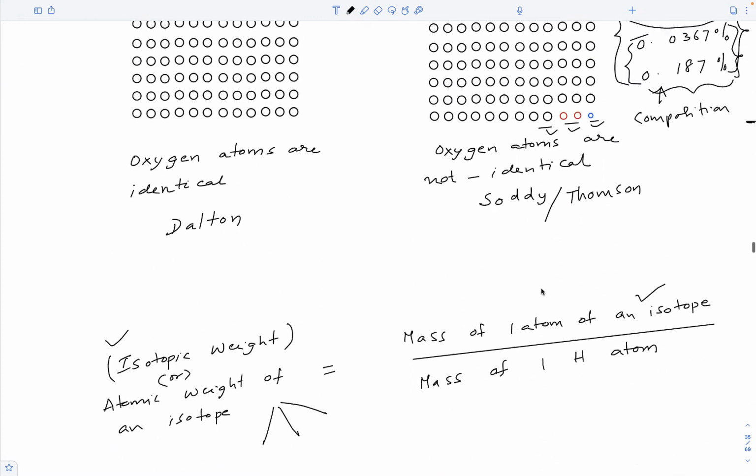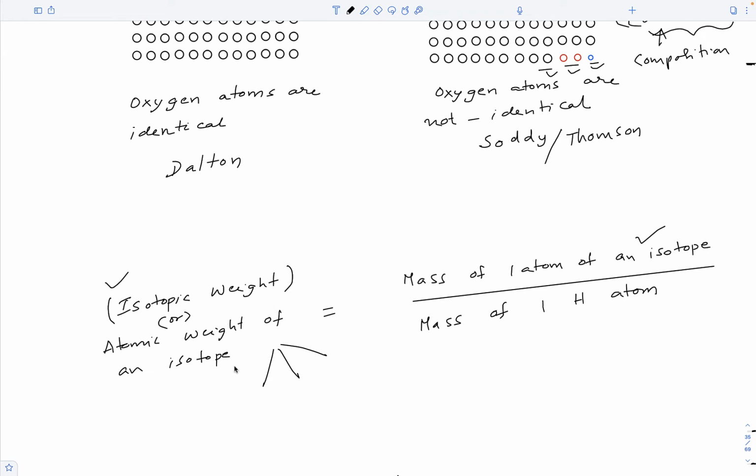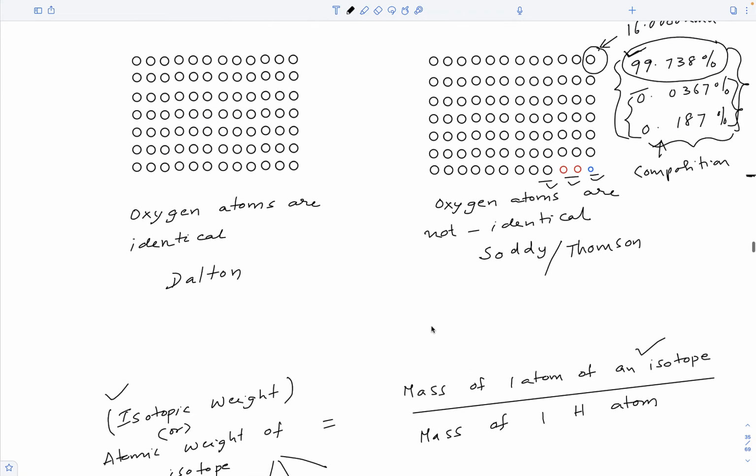The number of times an atom of a particular isotope is heavier than a hydrogen atom, or whatever reference we took, is called the isotopic weight or the atomic weight of that isotope. So because oxygen has 3 naturally occurring isotopes, there are 3 isotopic weights of oxygen, 3 for neon, 3 for hydrogen. So this is going to cause some problem for us.